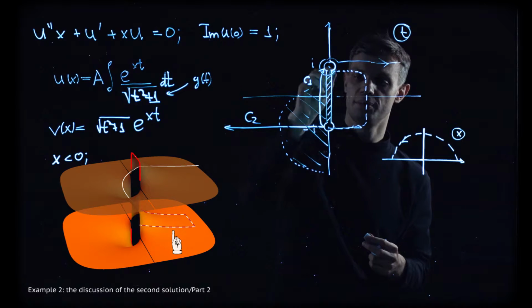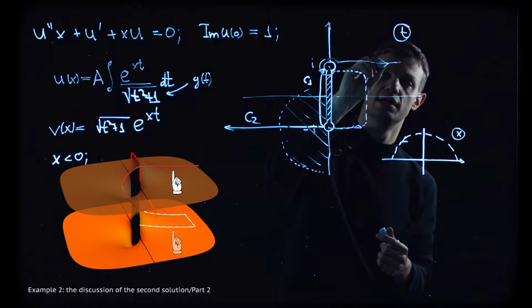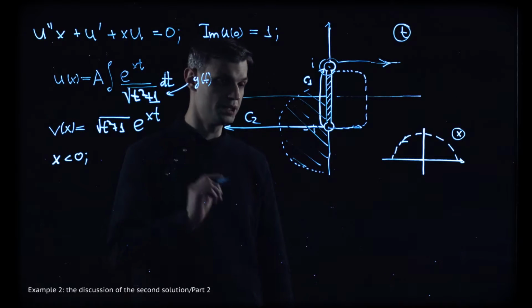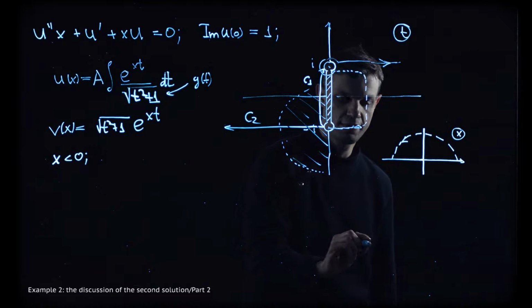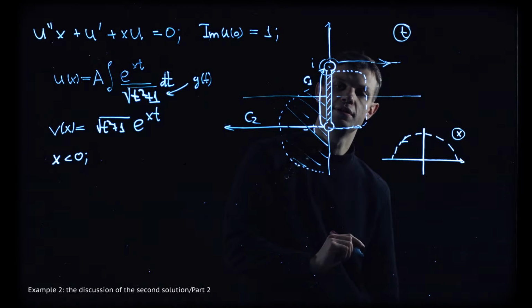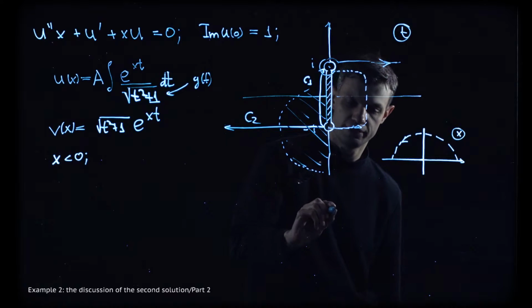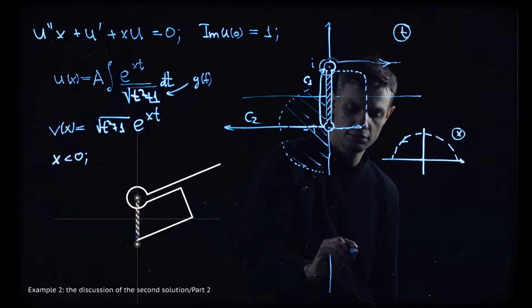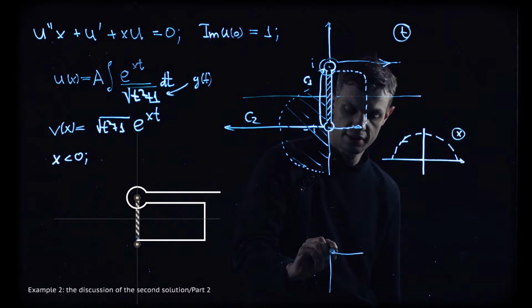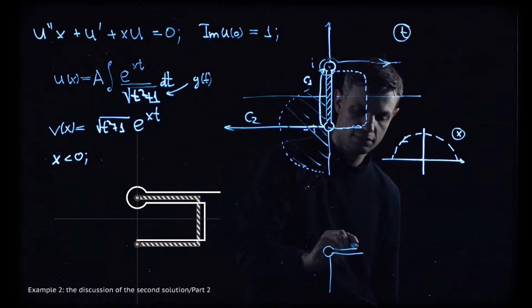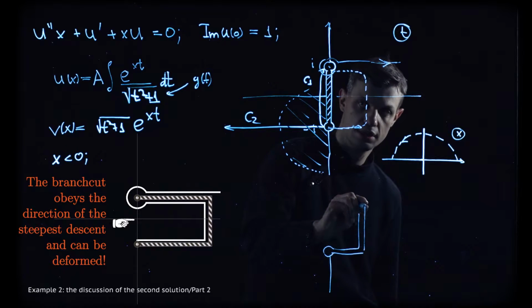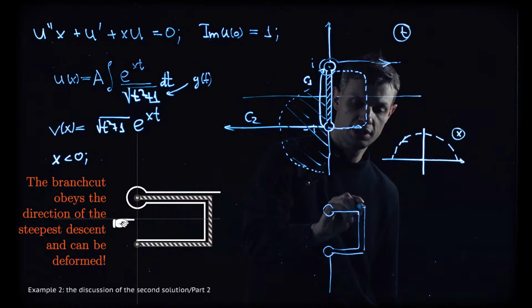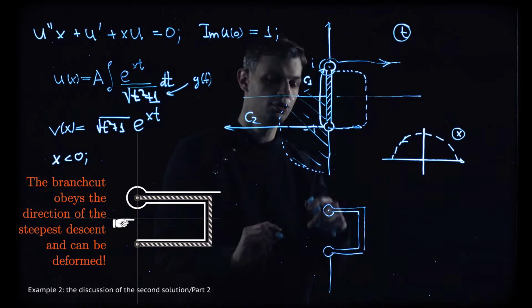This part belongs to the lower Riemann sheet, and the straight solid lines belong to the upper Riemann sheet. Another possible interpretation of the same thing would be just to deform the branch cut, to make it obey the direction of the steepest descent. So you can draw a branch cut like this. You bend it into the steepest descent direction. This is suitable; you don't have to think about the lower Riemann sheet.